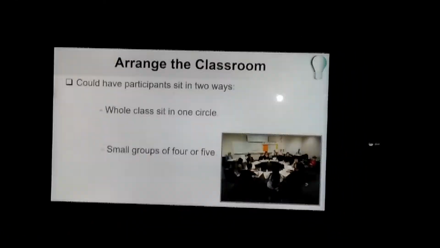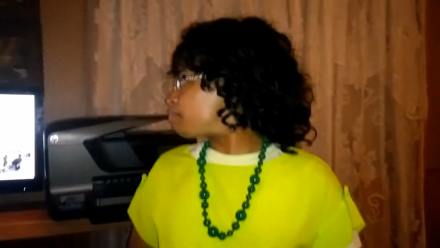Or if you have a larger group, students would arrange themselves in small groups of 4 or 5. That way, especially if you're in a larger classroom, perhaps if you're teaching in the post-secondary classroom where you would have a large amount of students, you can arrange the students in smaller groups of 4 and 5. Then that way you know that everyone will have a turn and have a chance to be heard.